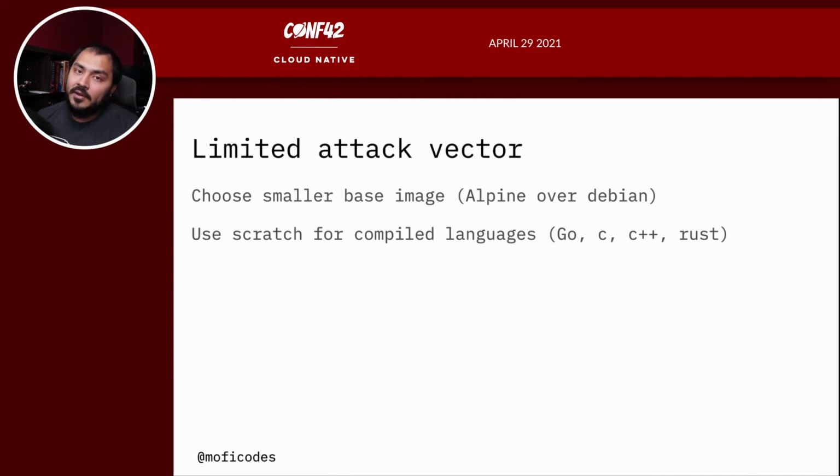And if you have a compiled language that can produce a binary, definitely look into Scratch images. Scratch images are empty container base images that can only run a compiled binary. So if you're using languages like Go, C, C++, or Rust, or using Java with GraalVM, you could take advantage of this container base image that has nothing other than the binary. So your attacker doesn't have anything to attack in your container images.